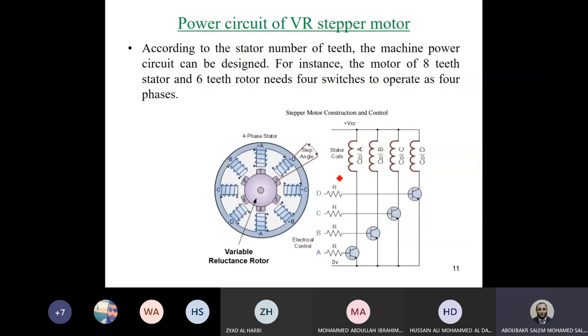The advantage here in this circuit, شباب, as you can see, is that all of the transistors are common emitter. Here is the emitter for all of the switches, which means all of these transistors can be energized or controlled using the same supply. And this is very important. We don't need any isolation for this kind of drive circuit. So this is simply the power circuit needed for a variable reluctance stepper motor.